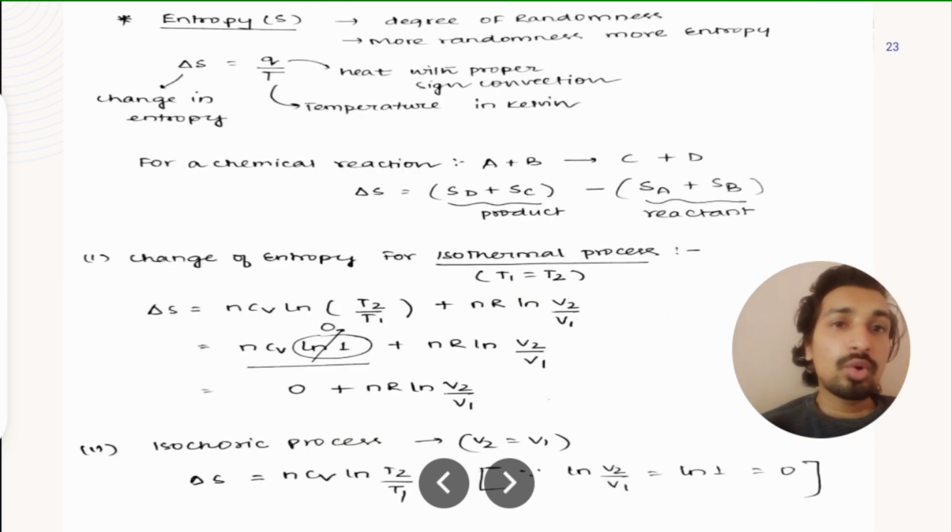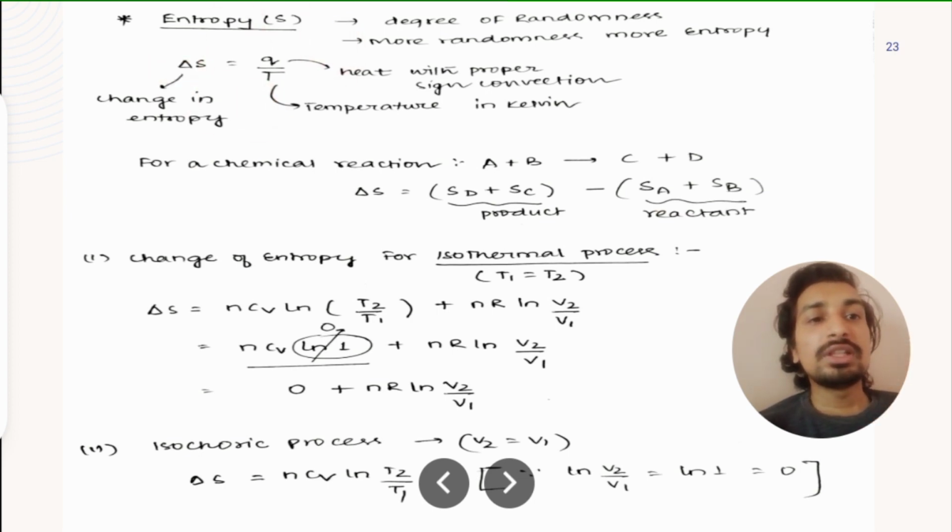Then entropy formula, you have entropy is randomness in the system, okay? So change in entropy is heat, with proper sign convention you need to follow, divided by temperature in Kelvin. And chemical reaction is like this. So these are the products, these are the reactants. When you subtract both, you will get the delta S. Change in entropy for isothermal process, you can see, isochoric process.